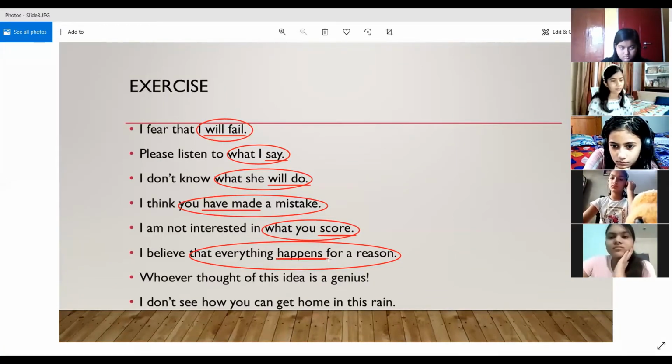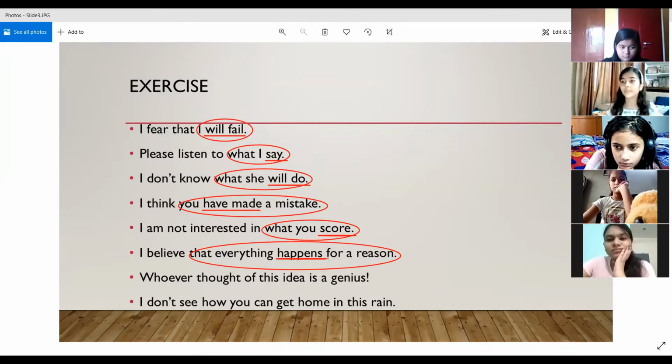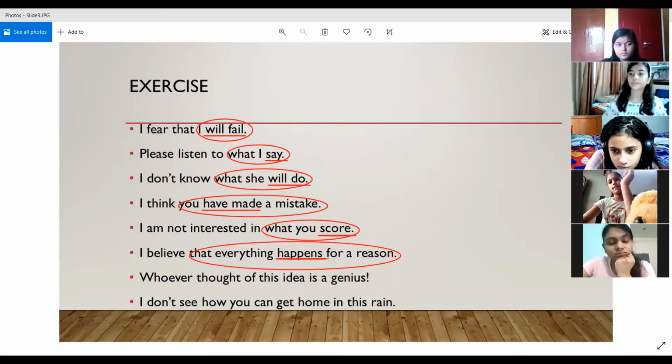So I think the concept must be clear by now, right? All of you can understand why they are acting as nouns, why they are clauses, and why they are different from phrases. Because in phrases, we were not having these verbs present in them, right?